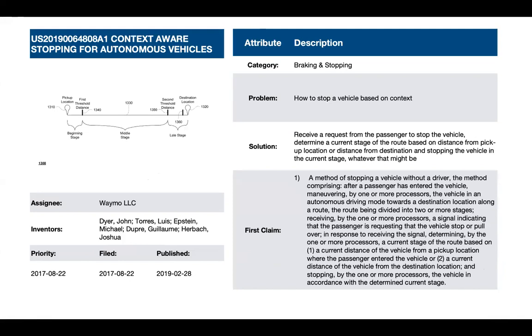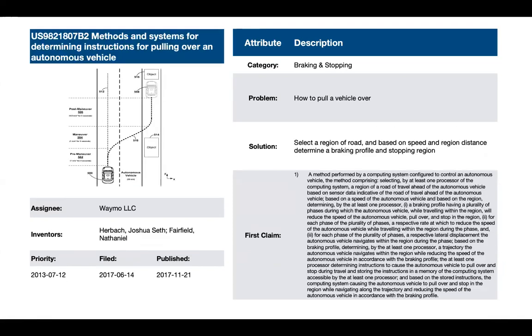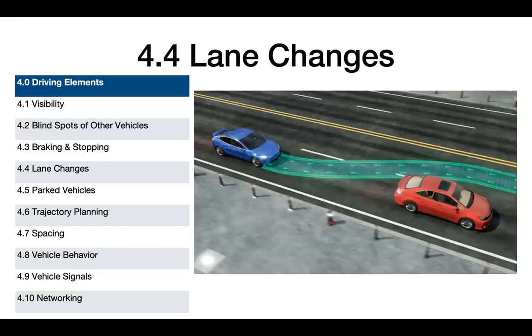What's this one? Context-aware stopping. This is where we drop the passenger off before they get where they told us they wanted to go. Here's a distribution tree, pulling over a vehicle instructions. And now we go to lane changes.